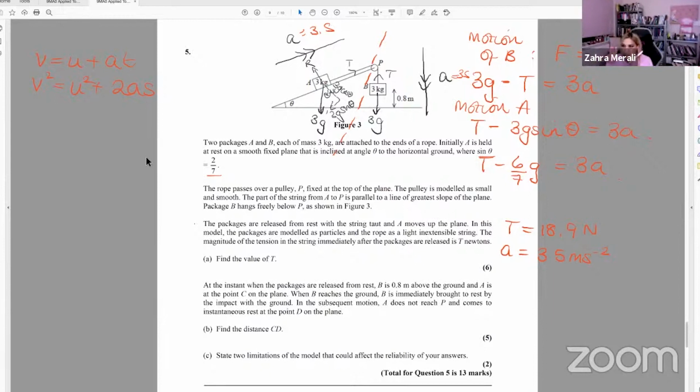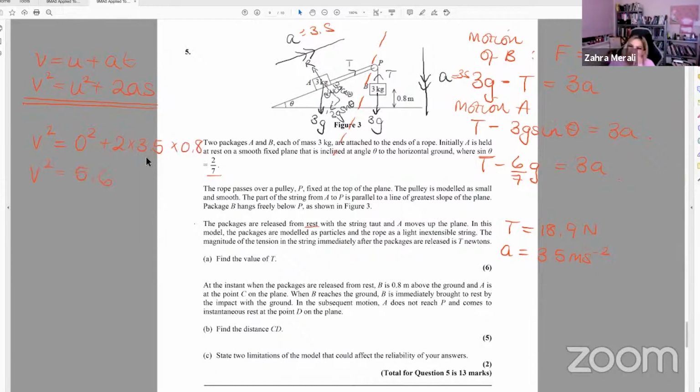But before that, we're going to find out the speed as it hits the ground. Because we're given a distance, we're going to use v squared equals u squared plus 2as. So what we're going to end up with is v squared. They always start from rest. You can check it, but it starts from rest. You've got 0 squared plus 2 times 3.5 times 0.8. So v squared is 5.6.